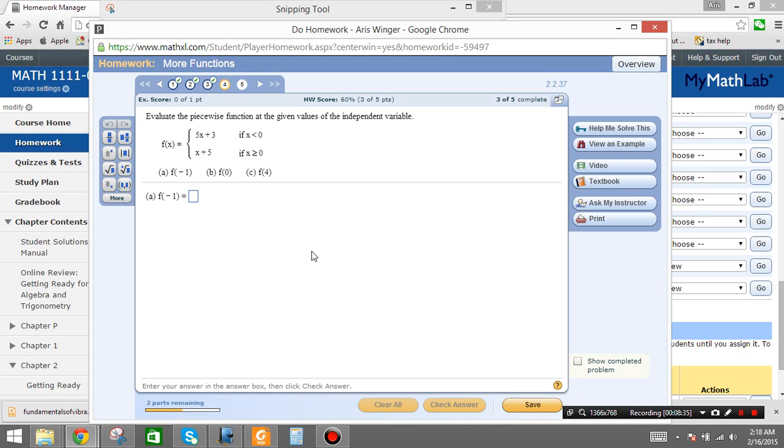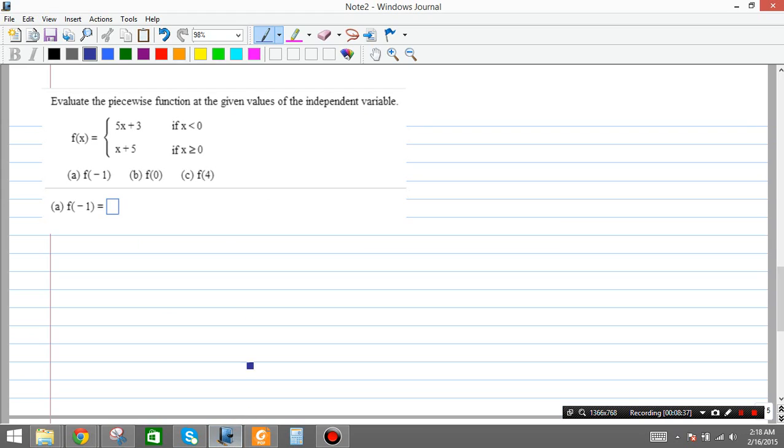All right, we're going to do some piecewise functions. And so here a rule has been given to us, and we just have to follow the rule. F says that I'm going to take any x you want. If you give me a negative x, then I'm going to give you a number back by multiplying that number by 5 and adding 3. If you give me a number that's greater than or equal to 0, then I'm just going to add 5 to it.